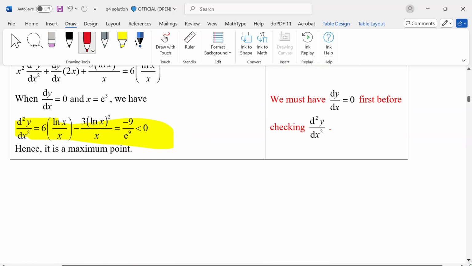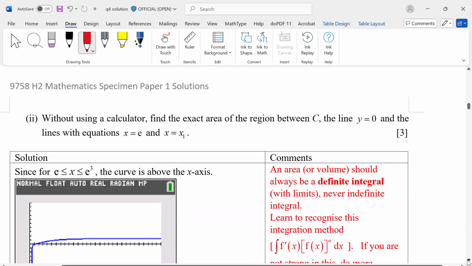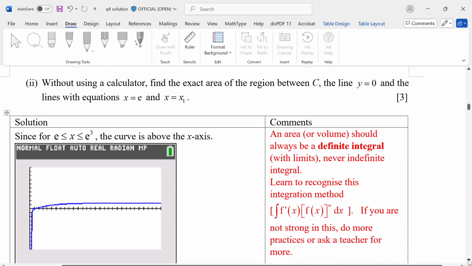Moving on to the second part of the question. The question is actually an area question. So do not just blindly find the area without visually seeing how the graph looks. Use your GC and plot out the graph, and then you will see that the area you want is entirely above the x-axis. So all you need to do is pull out your textbook formula.